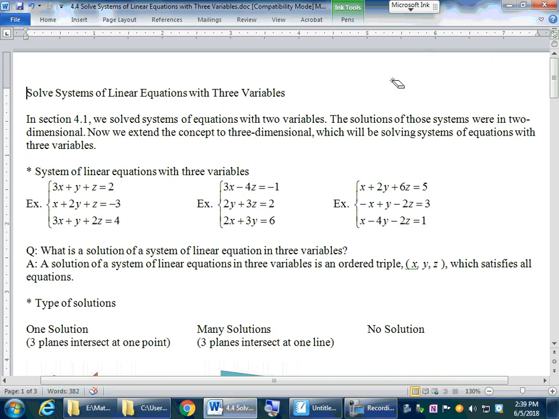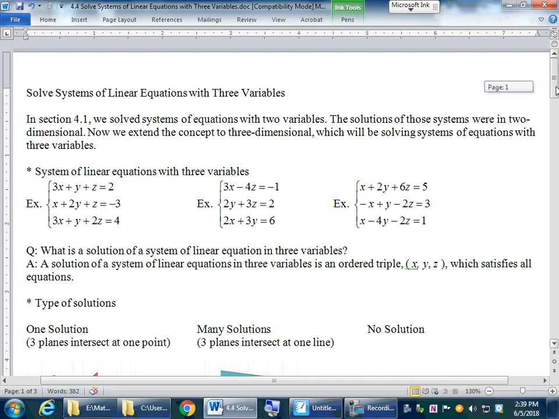4.4 Solving system of linear equations with three variables. When we talk about system of equations in two variables, they are lines, so it's in two dimensions. When we talk about system of equations in three variables with three equations, now we are talking about three dimensions. So each equation represents a plane.